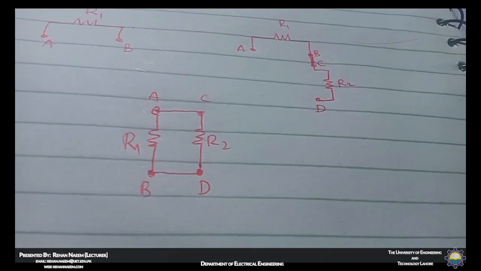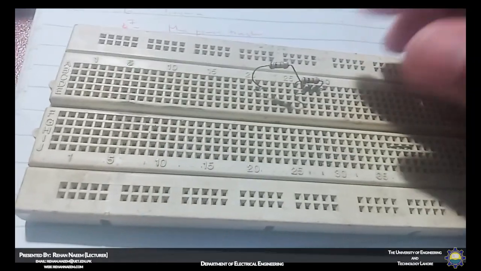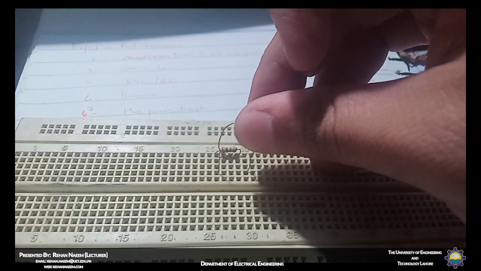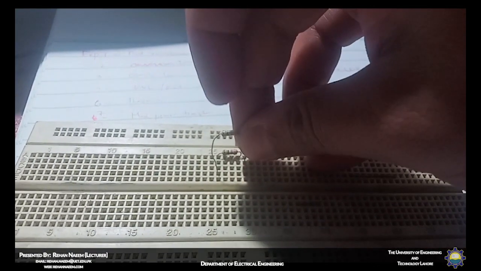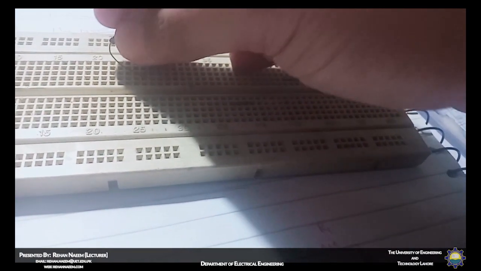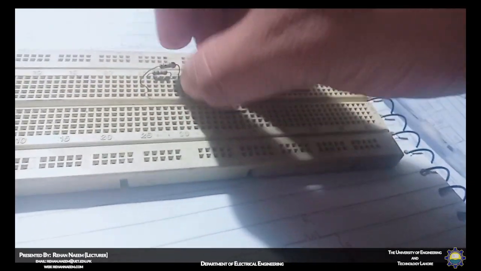Next requirement is to connect point A of R1 to point C of R2 and point B of R1 to point D of R2. So what I can do is I can remove this resistor and insert one leg over here and the other leg over here.